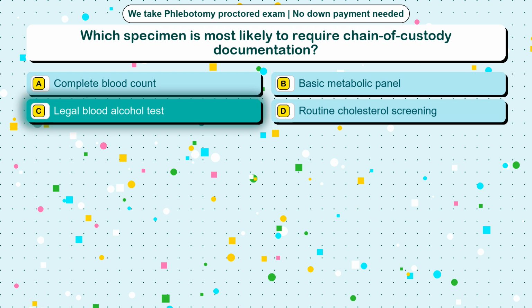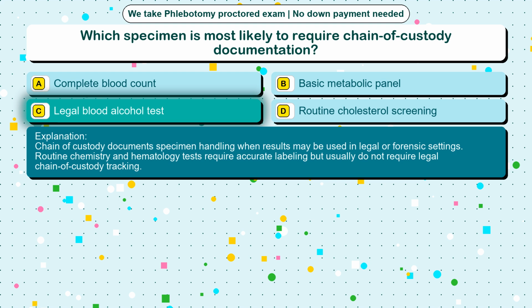The correct answer is option C, legal blood alcohol test. Chain of custody documents specimen handling when results may be used in legal or forensic settings. Routine chemistry and hematology tests require accurate labeling but usually do not require legal chain of custody tracking.